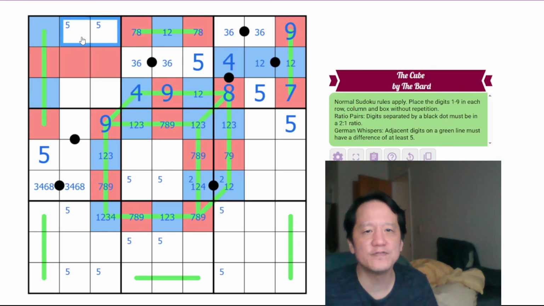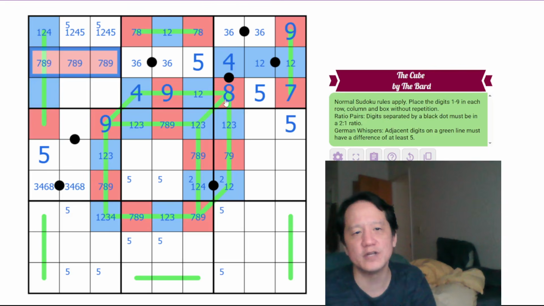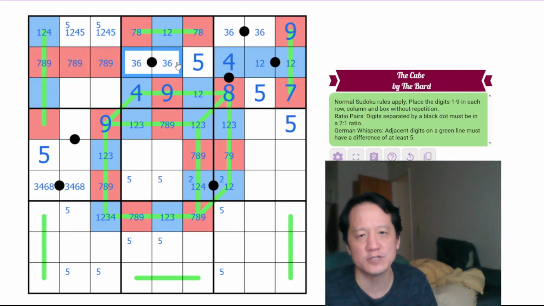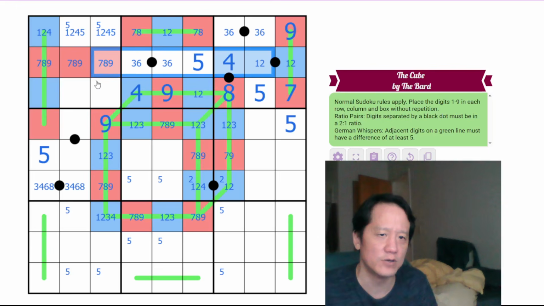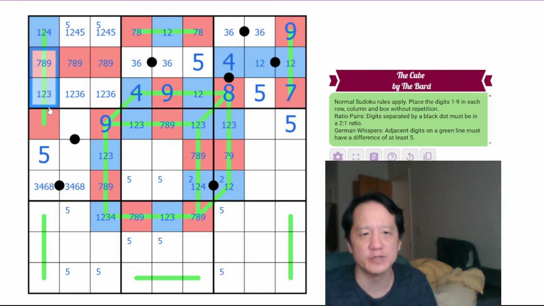We have a guaranteed 5 here, and this must be 1, 2, 4, 5, and this is 1 or 2 or 4. Because it's low. So this has to be 7, 8, 9 as a triplet because of the 3, 6 pair and the 1, 2 pair in the row. This has to be 1, 2, 3, or 6, but no 6 here because obviously this is low.